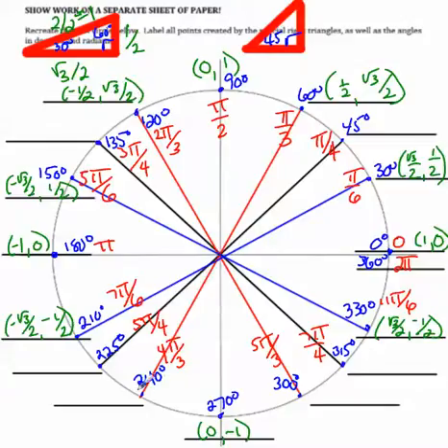Alright, for 240 degrees, my x is negative and my y is negative. So negative 1/2, negative root 3 over 2. And then for 300 degrees, my x is positive and my y is negative. So 1/2, negative root 3 over 2.